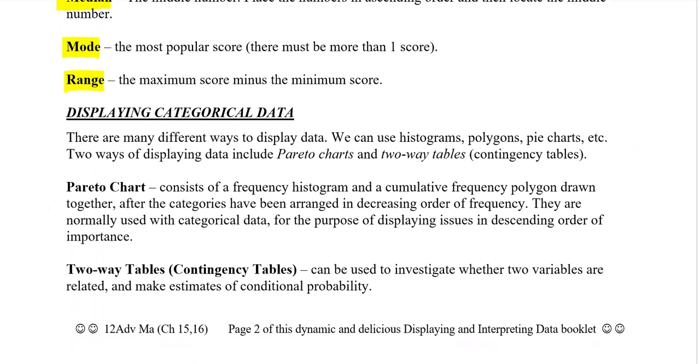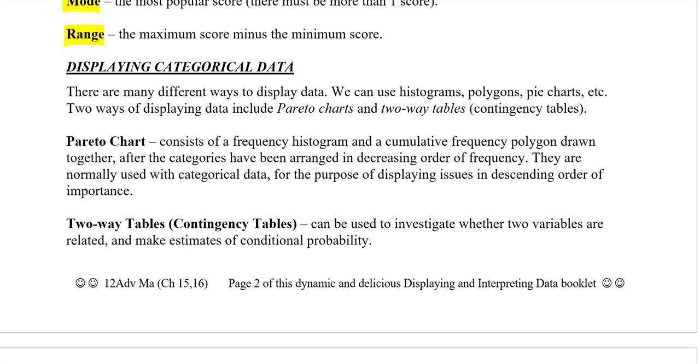All right, next section. There's a little bit of new stuff in here. There are many different ways to display data. We can use histograms and polygons. They're probably the most common ones that we're used to. Hopefully you remember those, probably from year 10. I don't think we did these last year. There are pie charts and other types of graphs as well that you would have learnt way back.